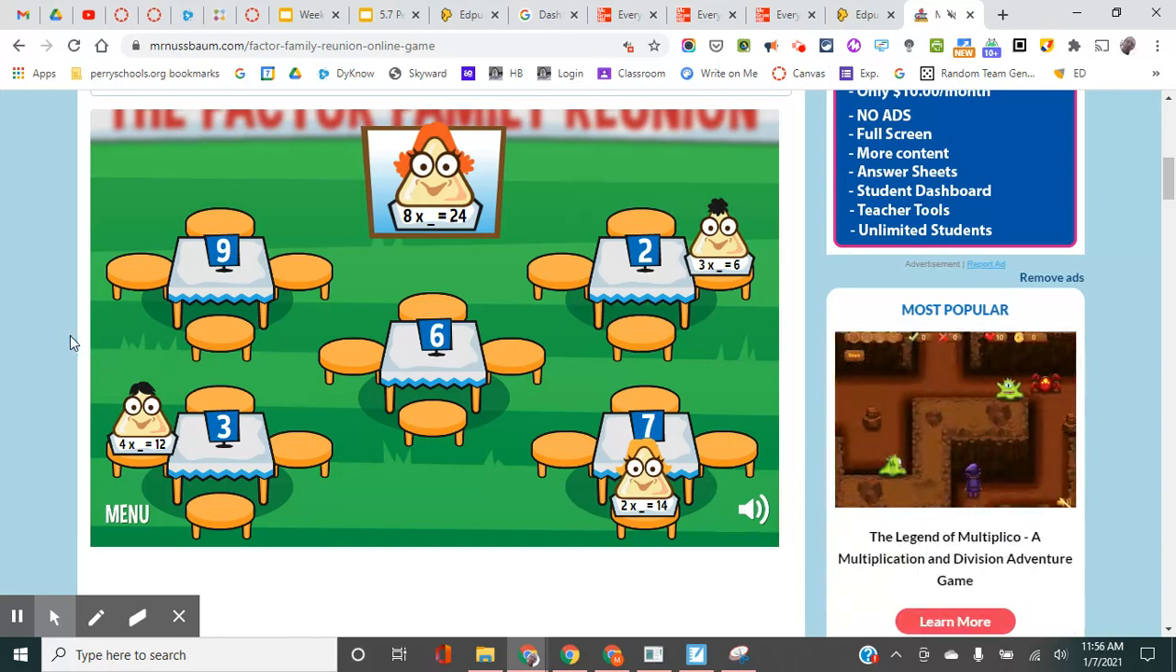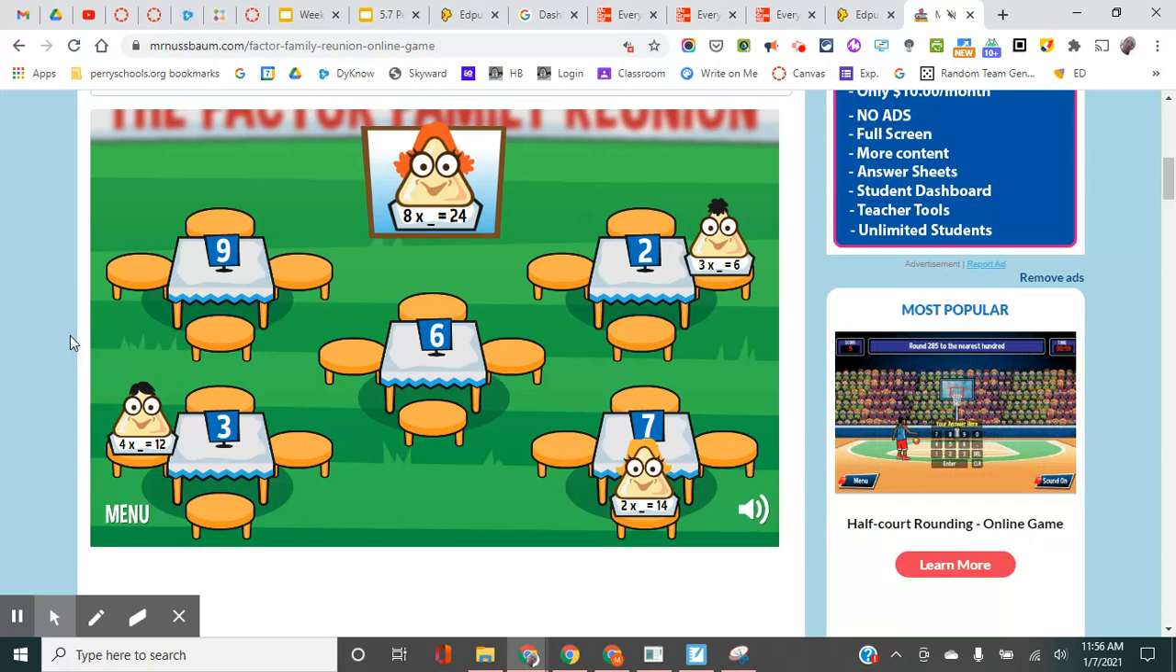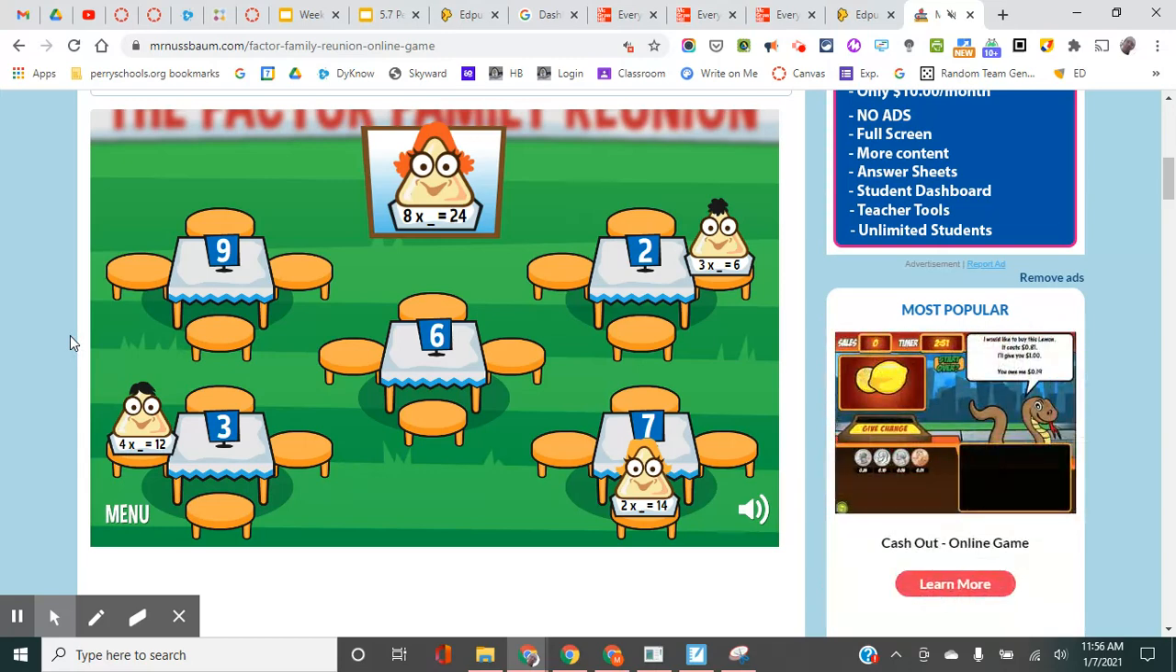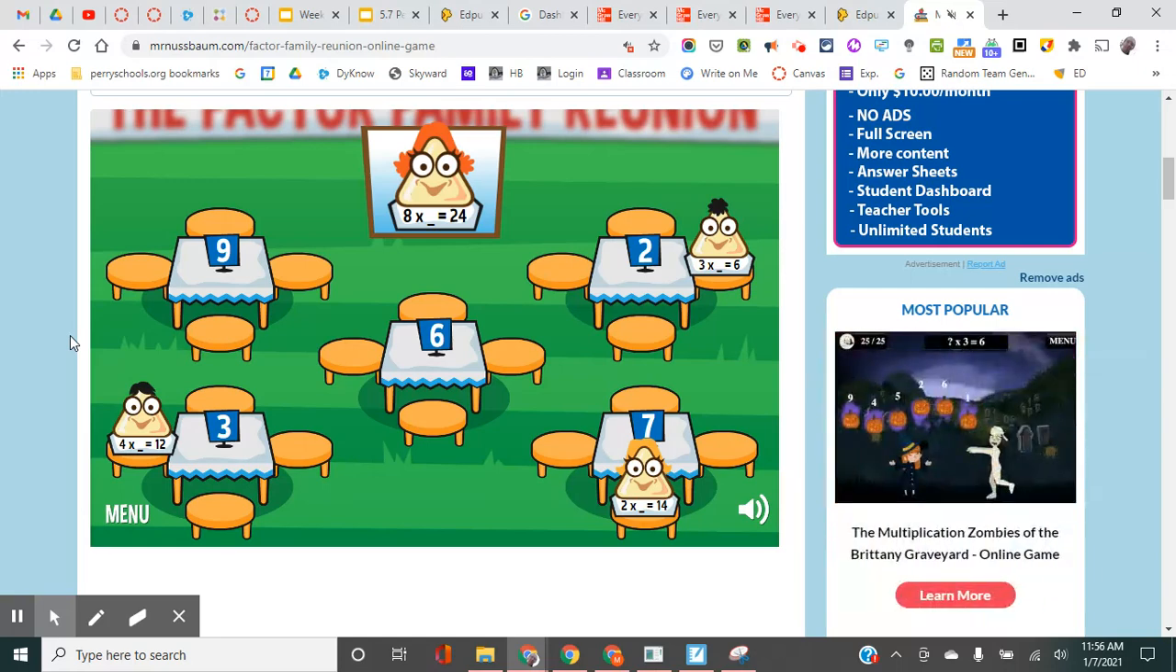All right. That is all, third graders. Factor Family Reunion as we look for missing factors in multiplication problems.